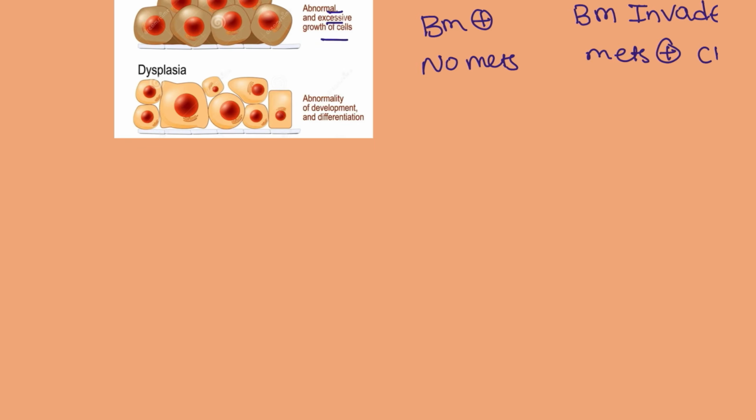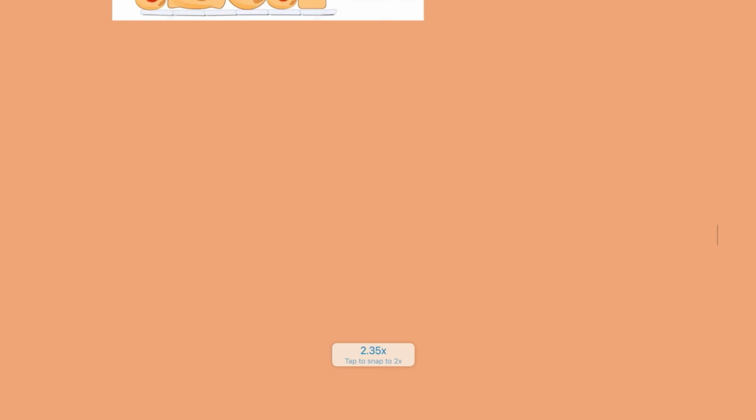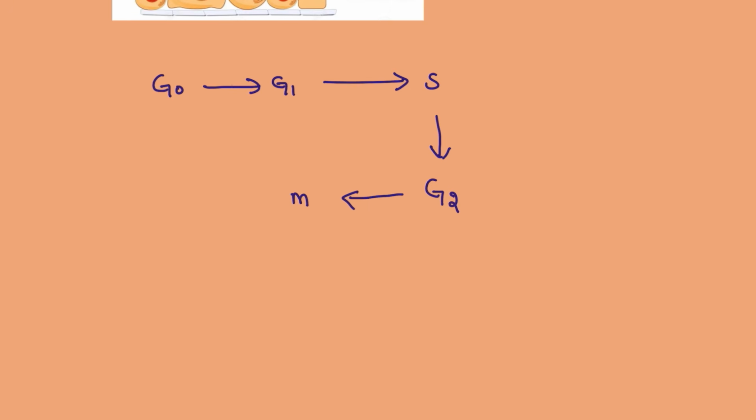Pleomorphism, loss of polarity, all this will be seen in most of these conditions. And how will this neoplasia occur in our body? Mostly we have to understand here about the cell cycle, how the cell cycle is formed. Most of the cells will be in the resting stage, and from there they go into the synthesis, starting with G1 followed by the S phase. After the S phase they enter the G2 phase, then the M phase, and back to the resting phase. Okay, this is how the cell cycle works.